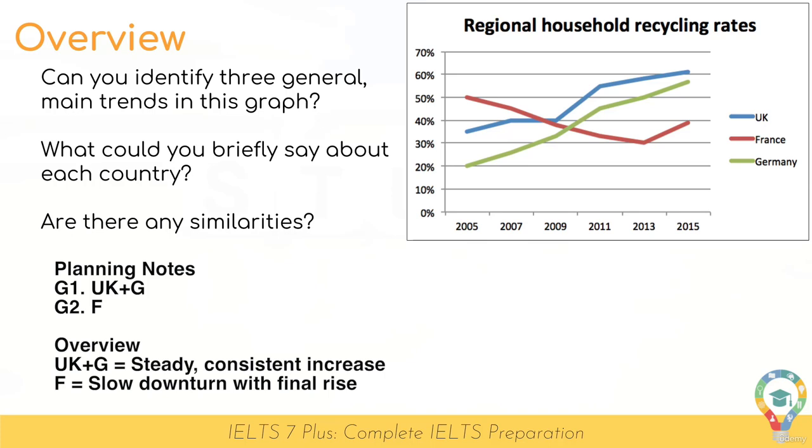The first thing to note is that I've grouped the UK and Germany together because their recycling rates follow a very similar trend. France, however, has a completely different set of data, so I would put that in group 2 and write about it in my second detailed paragraph. The main trends I identified for my overview are that the UK and Germany have a steady, consistent increase, whereas France has a slow downturn with a final rise. Let's see how that would look in a fully explained overview.